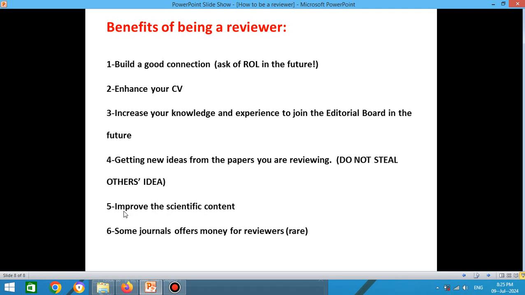You are meant to improve the scientific content because medical research impacts the patient's life, and not only patients but also the healthy individuals. The sixth issue, which is important for you, some journals offer money for reviewers. However, this is a rare condition, and be aware of this because they may steal money from you if you provide them with your bank account.